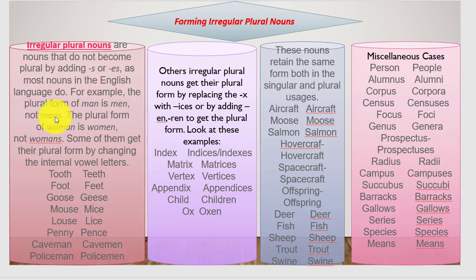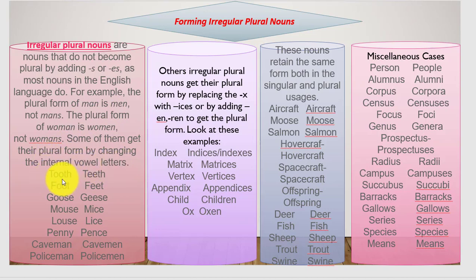For example, the plural form of man is men, not men's. The plural form of woman is women, not women's. So these are irregular plural nouns. We get their plurals by introducing a change in the internal vowels. Some of them get their plural form by changing the internal vowel letters.